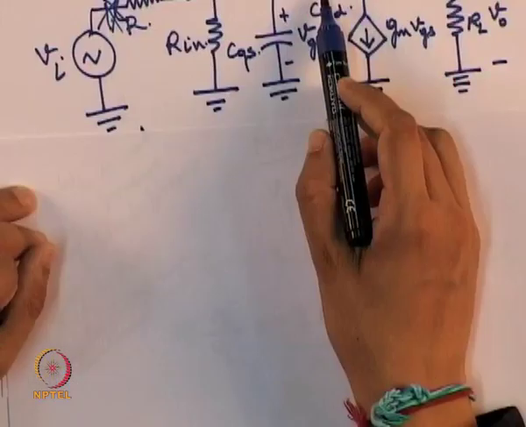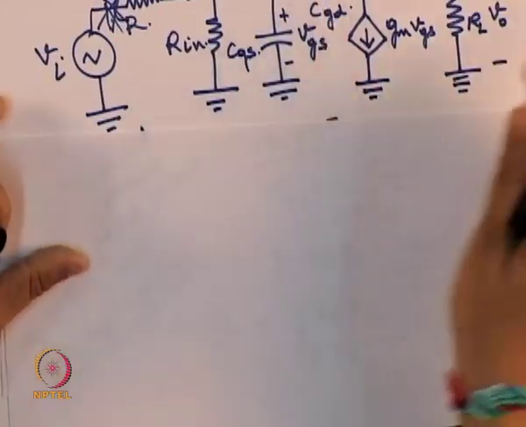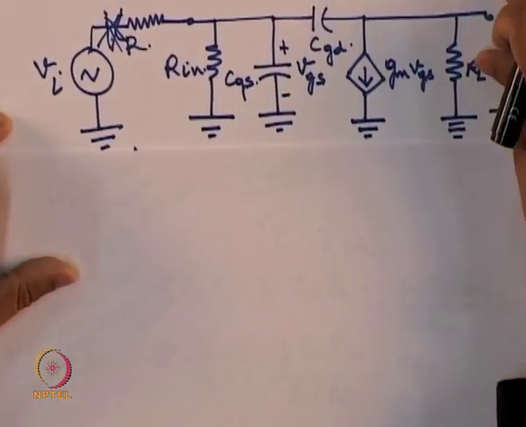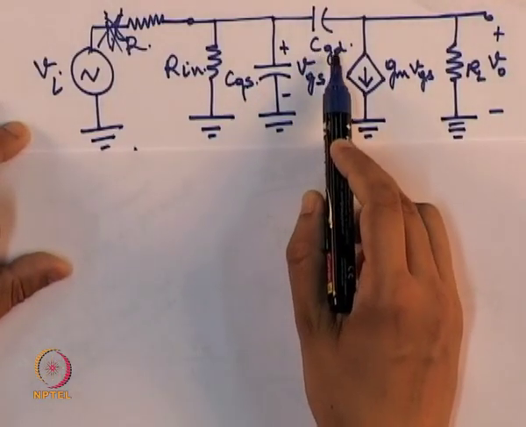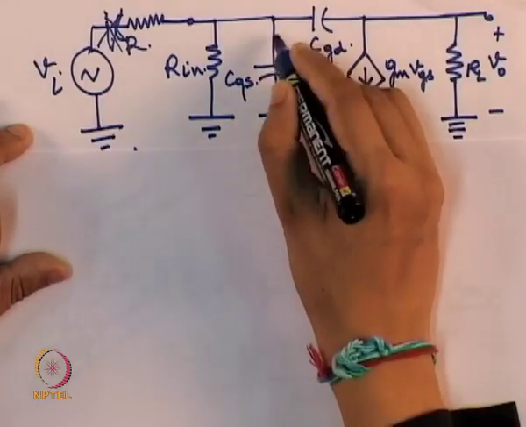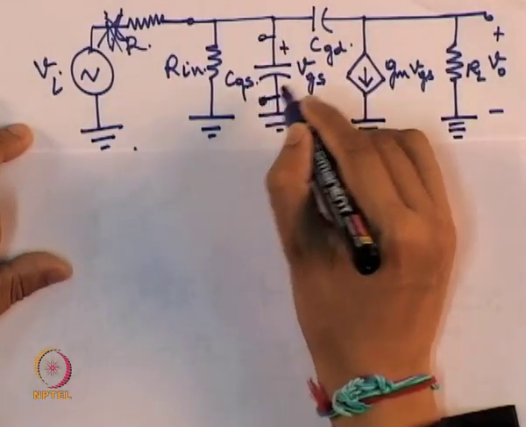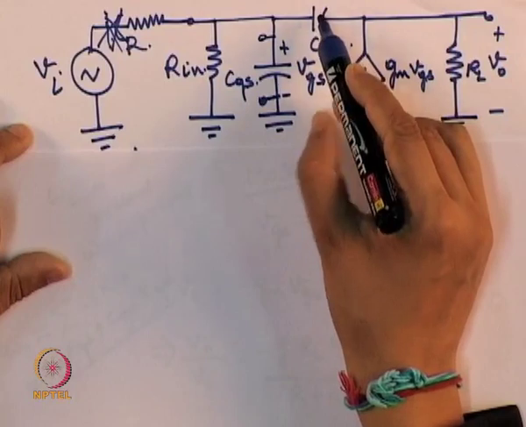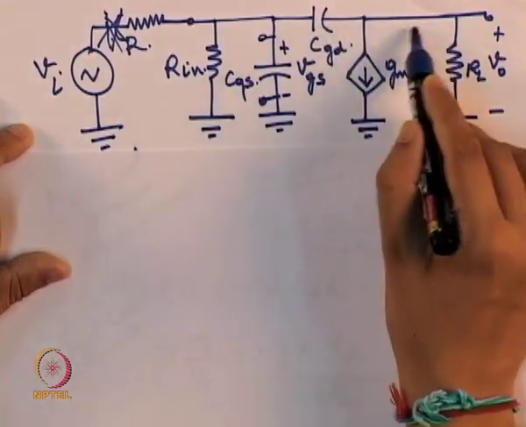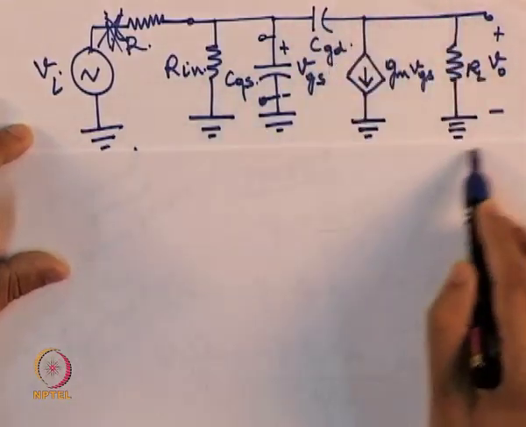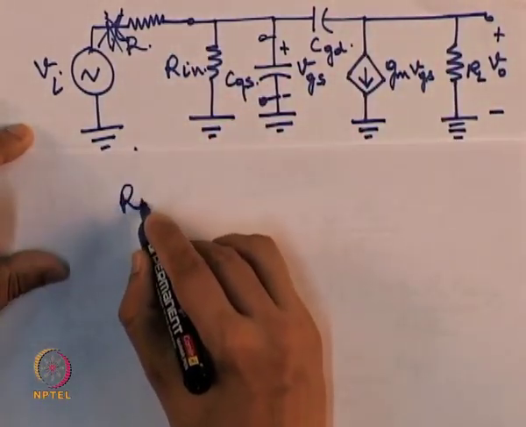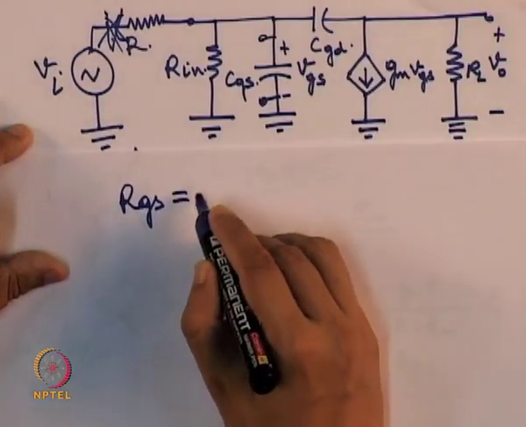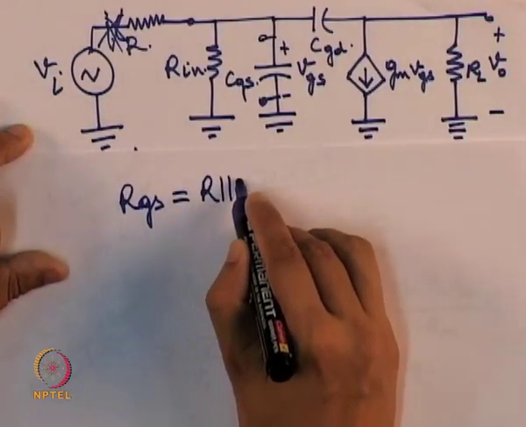So, for finding out RGS, as I said, what you do is you open this capacitor. For finding out RGS, you open this capacitor CGD and then find the equivalent resistance across these two terminals. If you open this capacitor, then basically this part of the circuit is disconnected from this part of the circuit. So in that case RGS will simply be equal to R parallel to R in.